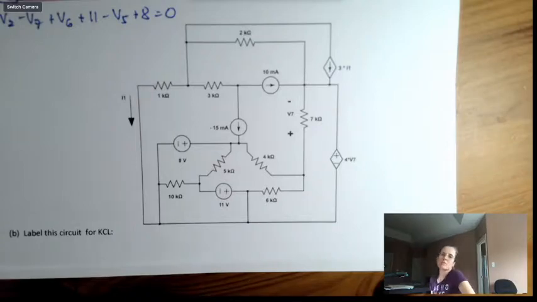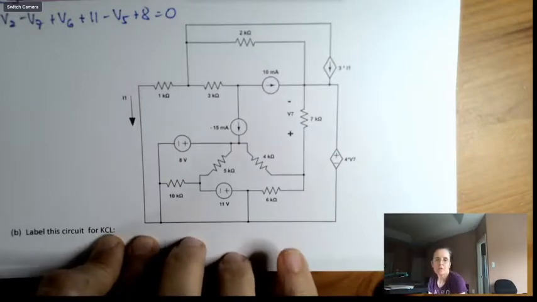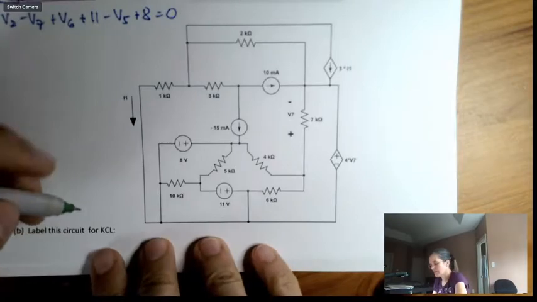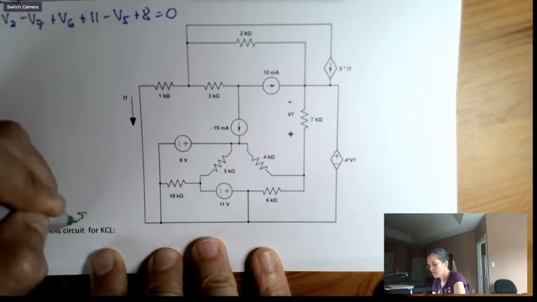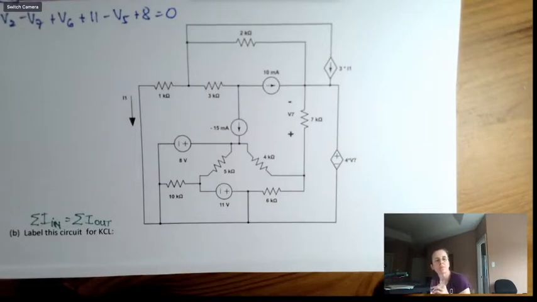So this is the second part of the question. It's asking you to label the circuit for KCL, Kirchhoff's current law, and what I am expecting is that you show that you all know that the sum of all currents coming into a node is the sum of all currents coming out of a node.